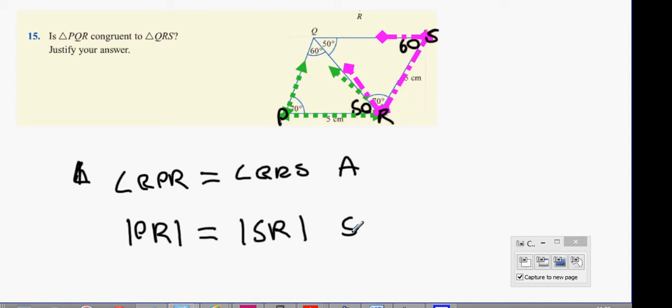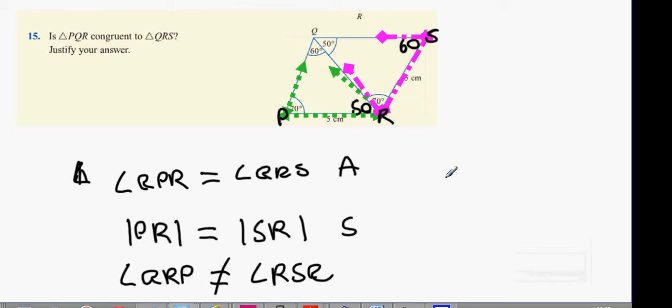We need another A to make this work. But unfortunately, the angle QRP does not equal RSQ. So ASA is not possible. The triangles are not congruent. They're not exactly the same.